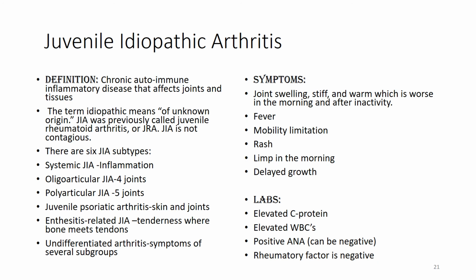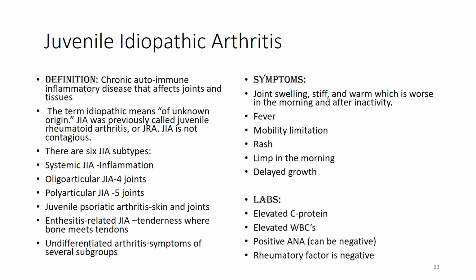Juvenile idiopathic arthritis, JIA, used to be called JRA, juvenile rheumatoid arthritis. But they found that with children, for some reason, the rheumatoid factor is negative. So to call it that was kind of confusing to the public. So instead, because we don't know why children get this, it's idiopathic, they decided to change the name. It's a chronic autoimmune inflammatory disease that affects joints and tissues. It's not contagious, and there are 6 subtypes.